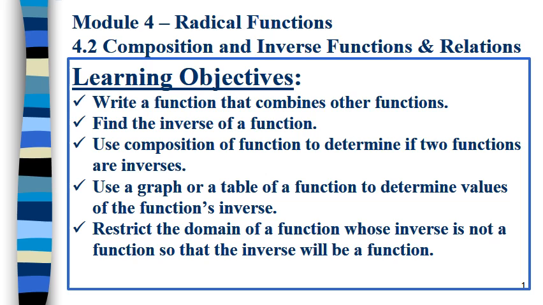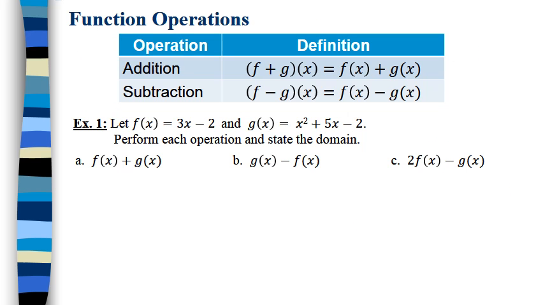Okay, so first thing we need to remember is how to add and subtract functions. This may look a little different, but it's basically what we did with evaluating polynomials. So for example, in example 1, if we're adding f of x, we take whatever f of x is, so 3x minus 2, and we're going to add g of x, which is x squared plus 5x minus 2. And now we have like terms to combine.